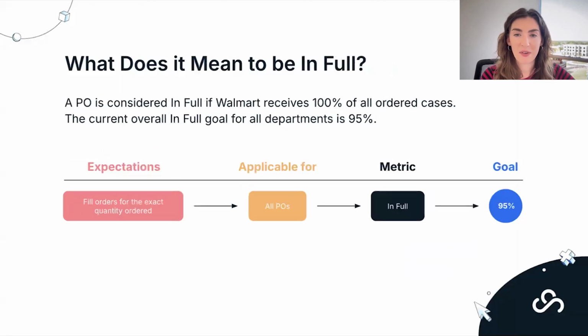And then I already alluded to what it means to be in full, but that's making sure that whatever it says on the PO, if it says I need 10 apple juice boxes, that you are fulfilling that PO order. You're not giving them 9 apple juice boxes. You're not giving them 10 orange juice boxes. You are doing exactly what is expected on the order.